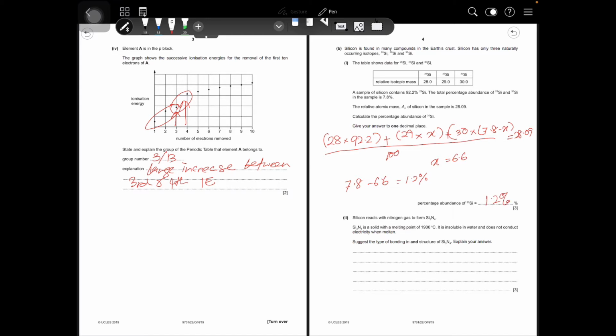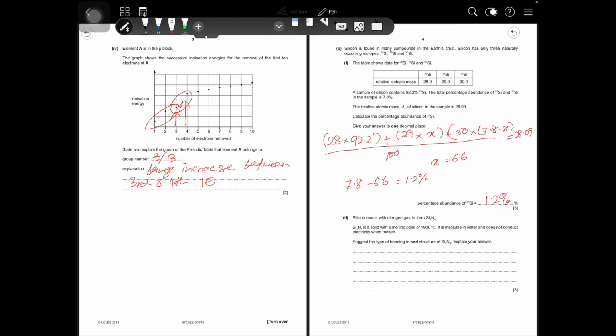So the next one, silicon reacts with nitrogen gas to form Si3N4. It is a solid with a melting point of 1900 degrees Celsius. It is insoluble in water and does not conduct electricity when molten. Suggest the type of bonding and structure of Si3N4 and explain your answer.